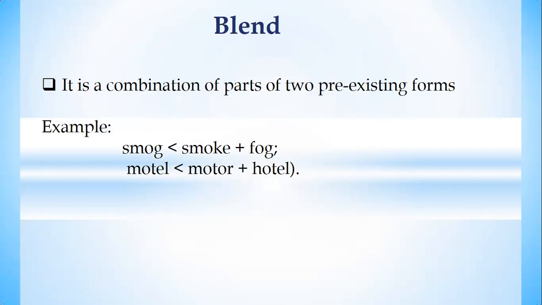Next we have the blend. What is blending? Blending is the combination of parts of two existing forms, like smog: smoke plus fog is smog. Motor plus hotel is motel. Another, breakfast plus lunch is brunch.